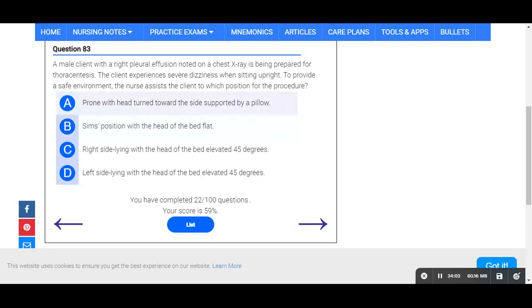Right side lying with the head elevated 45 degrees. Left side lying with the head of the bed elevated 45 degrees. So we're talking about getting a chest X-ray, so the client cannot sit upright. So of course we have to elevate 45 degrees.